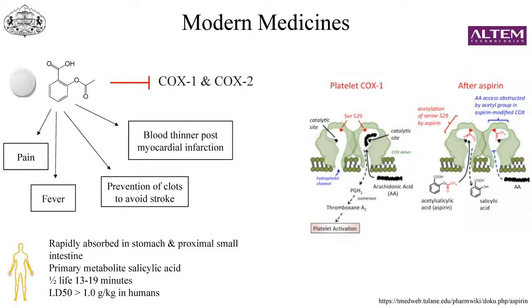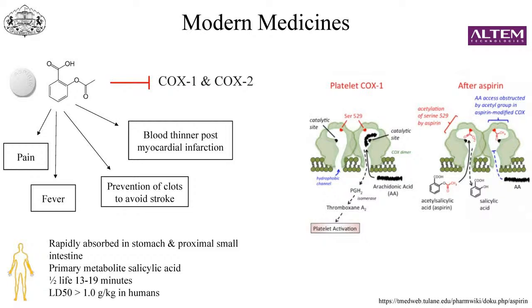On the right hand side, you can see that we even know the molecular level details of how aspirin works. It actually goes and binds at the active site. At the active site, you have arachidonic acid, which sits there and is converted to the product. Now, when aspirin is in the body, it will actually go and acetylate a serine. That blocks the active site, and hence you do not have the regular functioning of the cyclooxygenase.